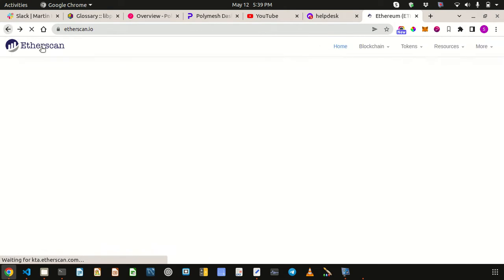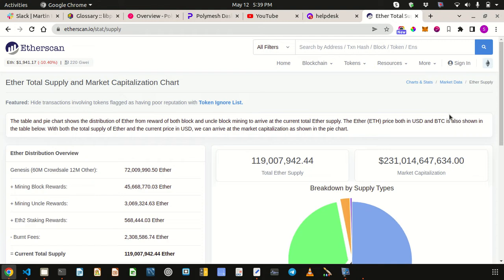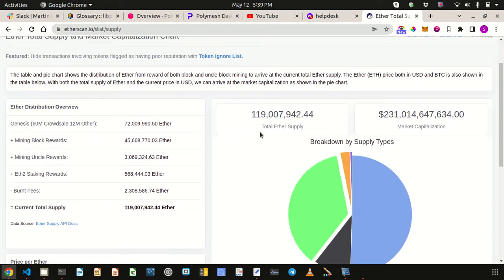So let's go back to the homepage, and you can see some other information, like the transaction gas prices which are being charged by the network, and then there's a market cap which is around $231 billion. If I click on this link, you can see that there's a graph and some information, for example, right now the total supply of Ether is around 119 million Ethers that have been created in the network.